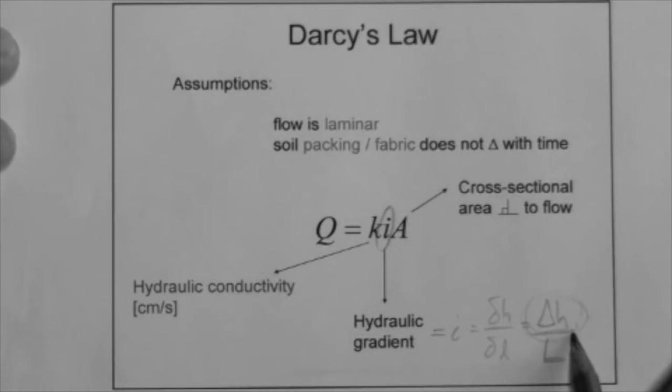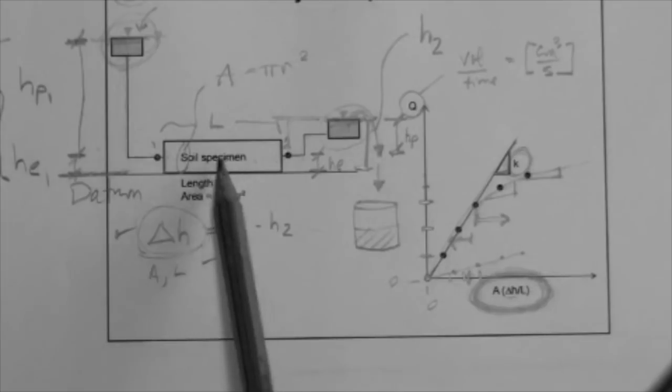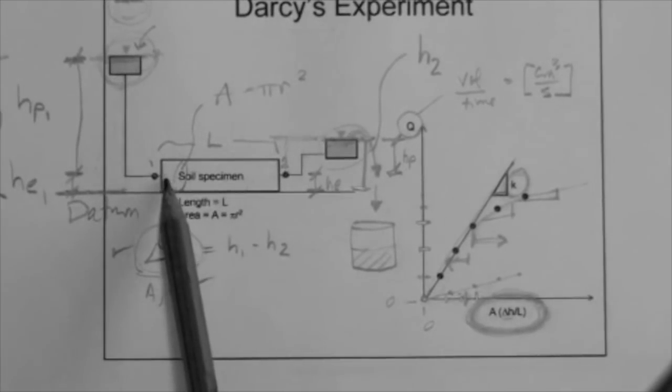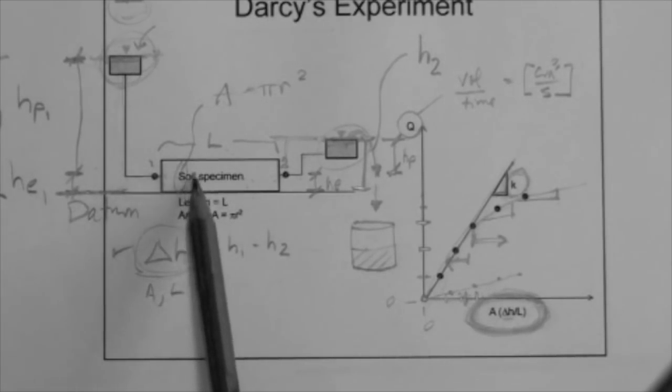So the head loss, or difference in total head, divided by the length over which the head is lost. What is the length over which the head is lost? It is the length of the specimen, because the energy that is lost through fluid flow is lost as the fluid travels through the soil.